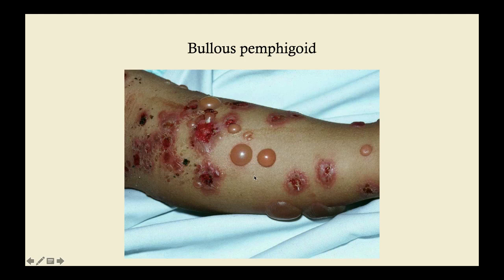Here's another one. So you can see again here, very tense bullae, and then these areas where the blisters have ruptured. And the big problem with this and any of the other blistering disorders is the risk of infection. So obviously you've got desquamated skin here, which can easily become infected.